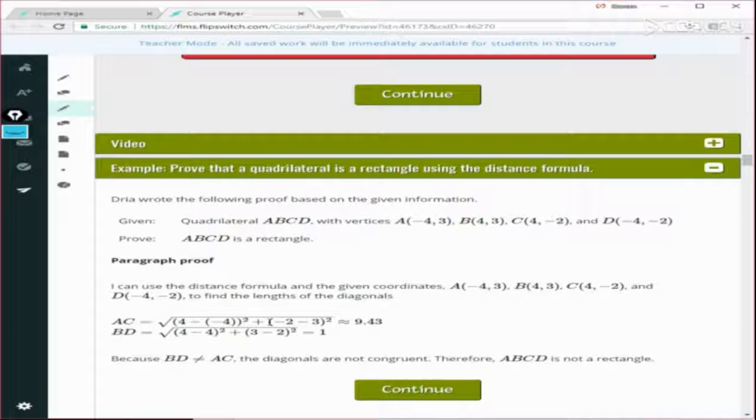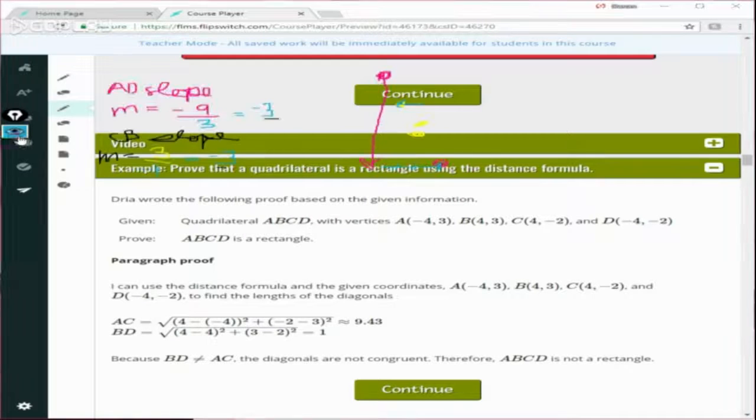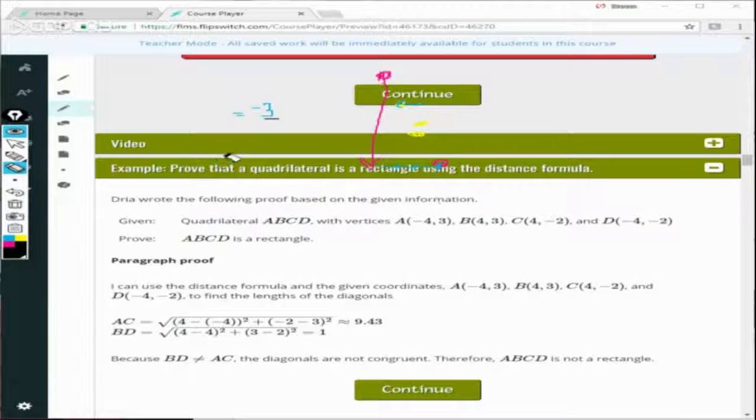So, example. Prove that a quadrilateral is a rectangle using the distance formula. Okay, and I'm going to remember back that the distance formula comes from the Pythagorean theorem. So I am only going to remember the Pythagorean theorem, which is a squared plus b squared equals c squared, where c is our hypotenuse.